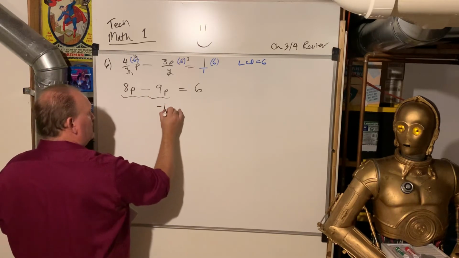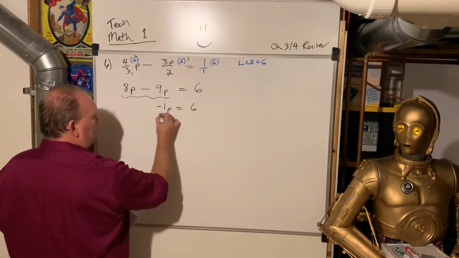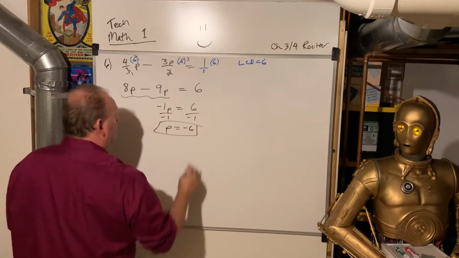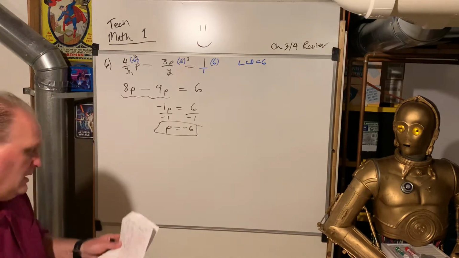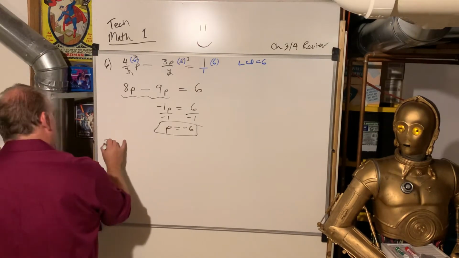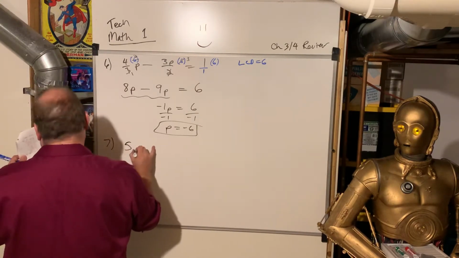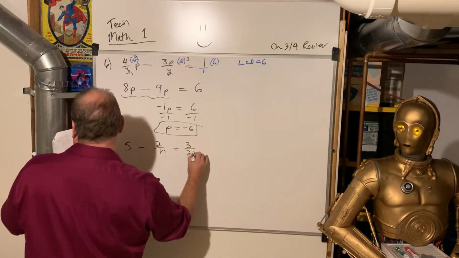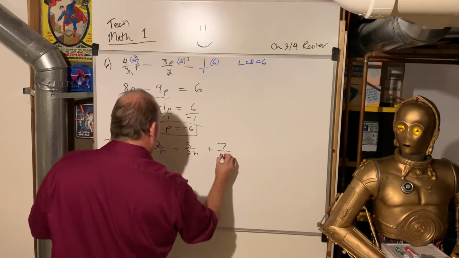So that's negative 1p is equal to 6, and then divide out the negative 1. So p is equal to negative 6. Let's look at 7. Same dog, different fleas, right? 5 minus 2 over h is 3 over 2h plus 7 over 4.